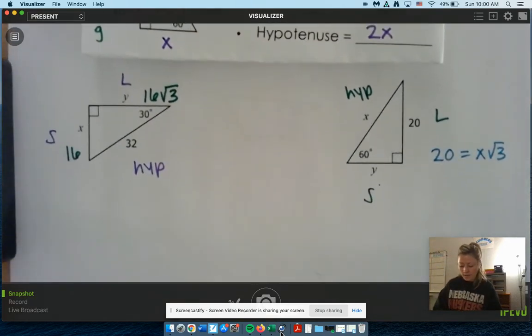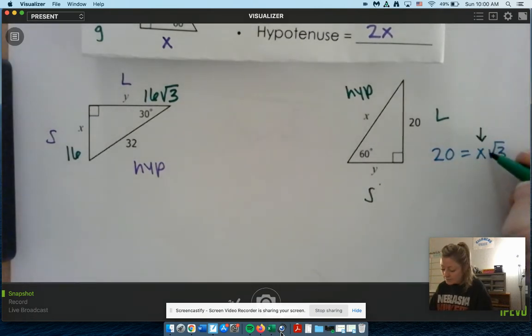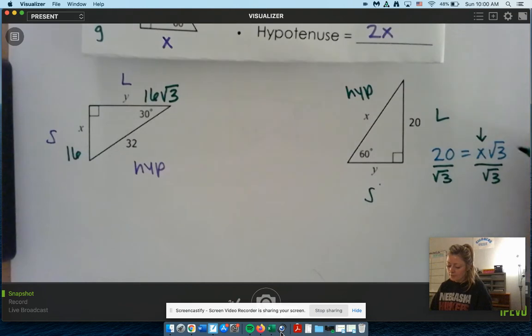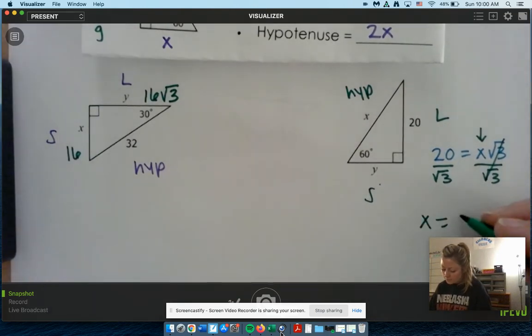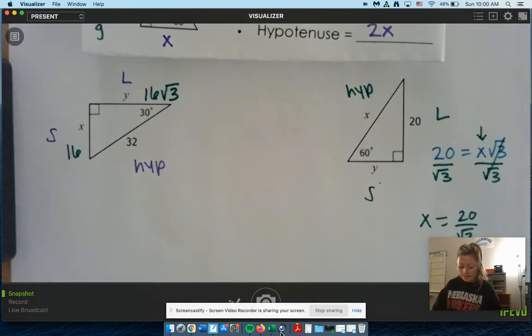I'm running out of space. Who's a hot mess? I'm a hot mess. All right. We want to get X alone. So how do you undo times by root 3? We divide by root 3. Divide by root 3. So now those go away like before. So we have x equals 20 over root 3. Now again, I hope you're thinking, dang it, we have that root 3 in the bottom. How did she get rid of it before? Well, I'll show you.